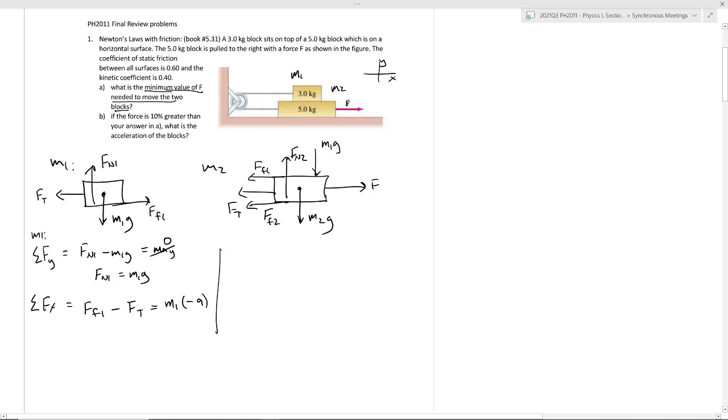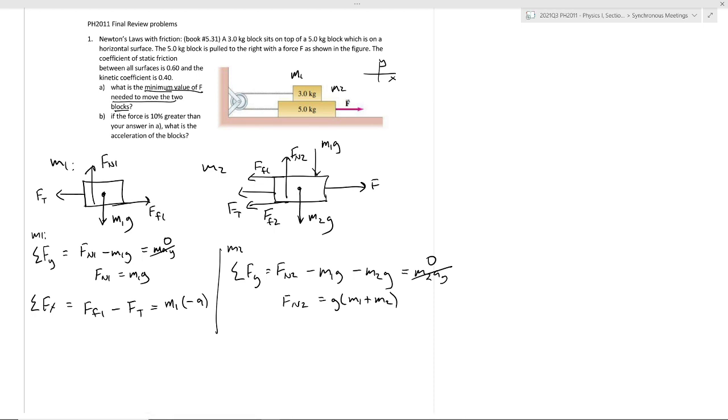Let's look at m2. So if we sum the forces in y, what all do we have? Normal force 2 is pointing up. m1g, m2g are both pointing down. This will equal 0. And so this is just telling us that the normal force is going to be equal to the weight of both blocks, which makes sense. The normal force is preventing the combination from accelerating in the y direction.